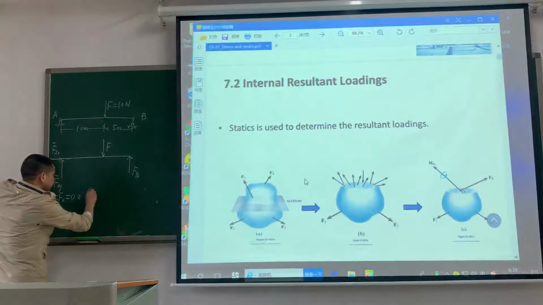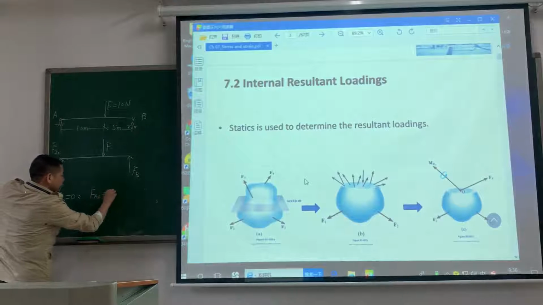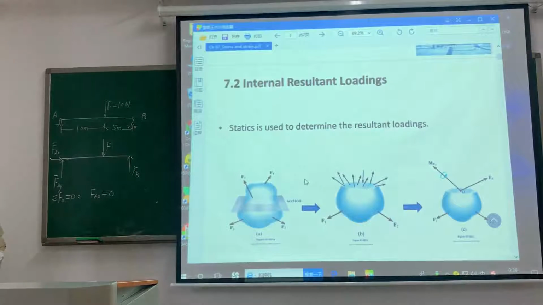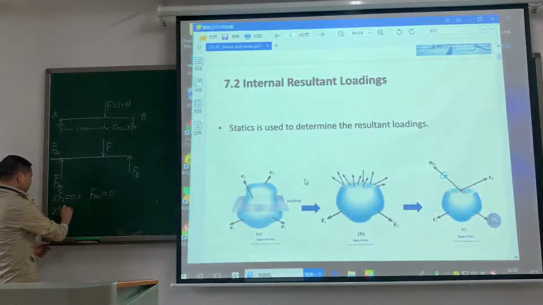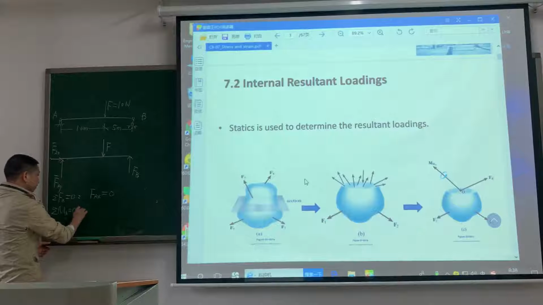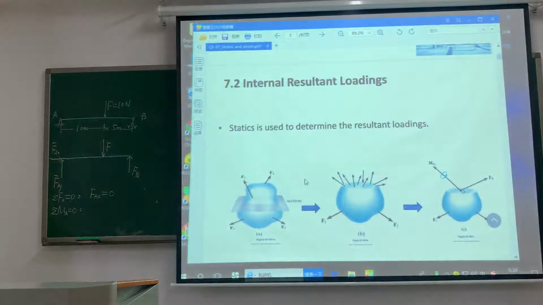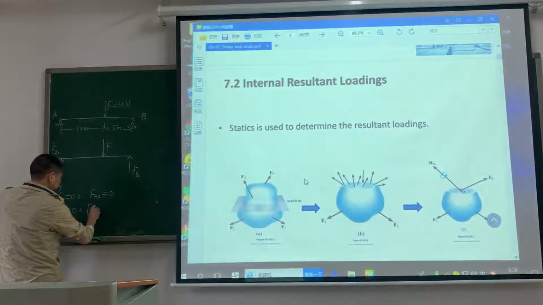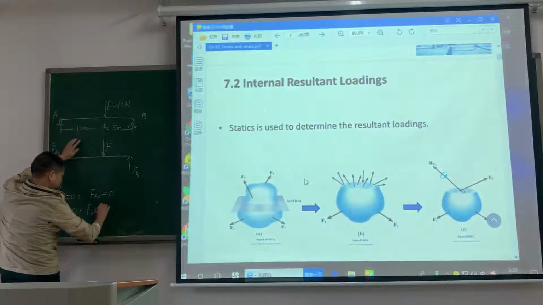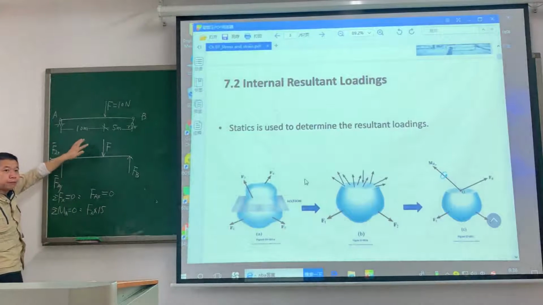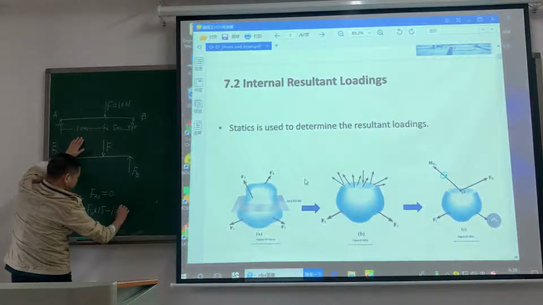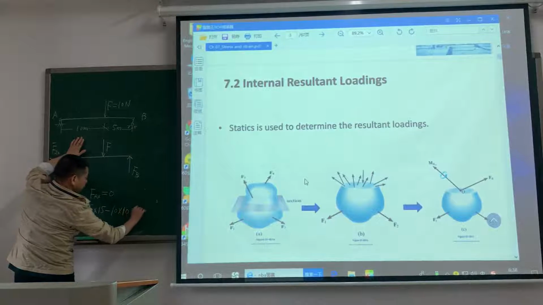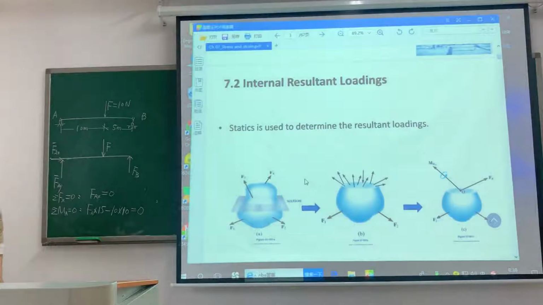So we can find that F_Ax equals 0. Yes or no? The second, the summation of moments about point A must also be 0. Yes or no? We can find that F_B times 15 meters, minus 10 Newton times 10 meters, must be 0.